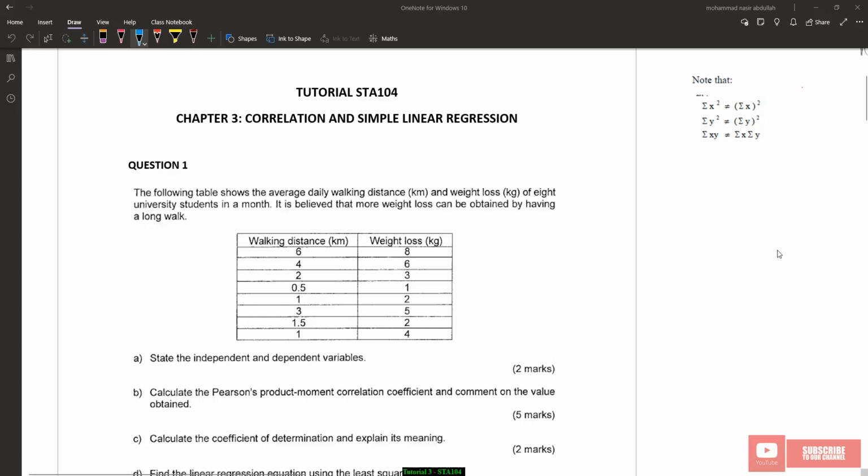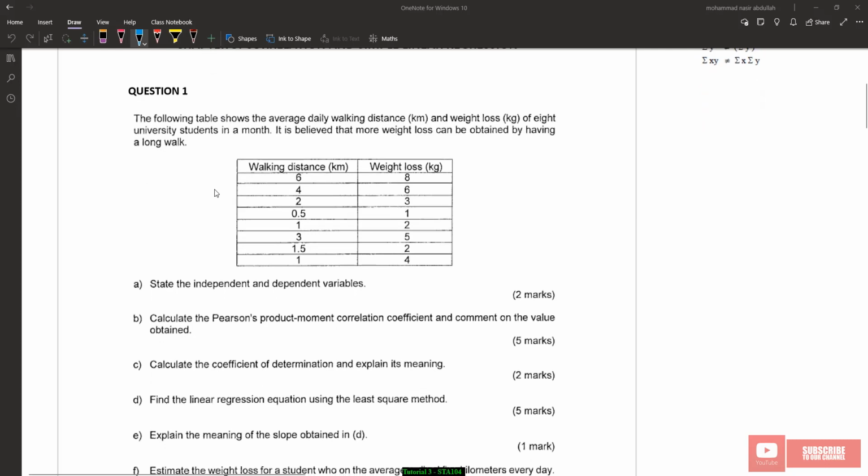We want to do a discussion, tutorial number 3, STA104, chapter number 3, which is correlation and simple linear regression. I believe you already listened to my lecture on correlation and simple linear regression last class, right? So now let's look at question number 1.